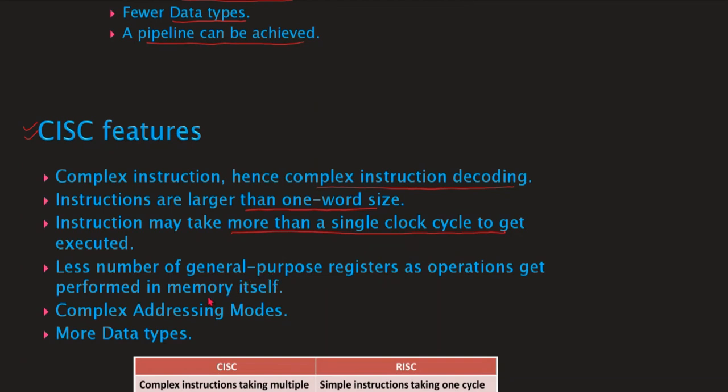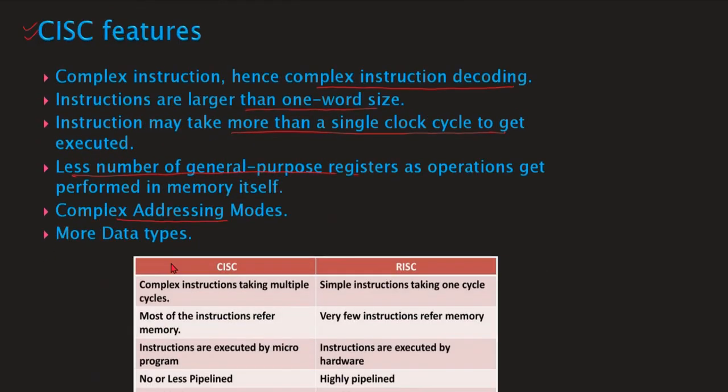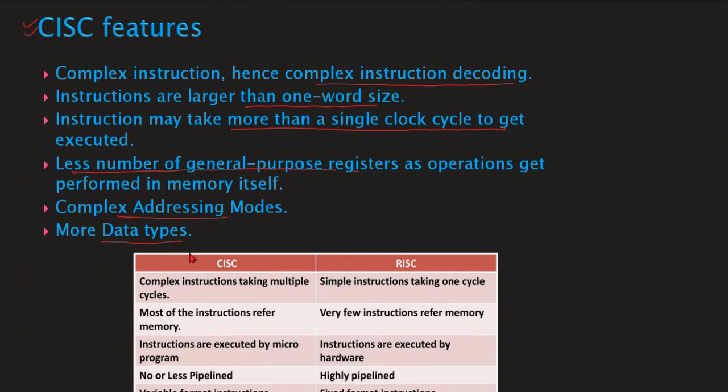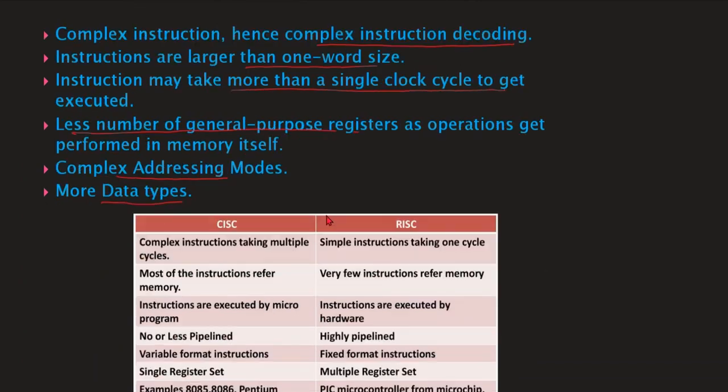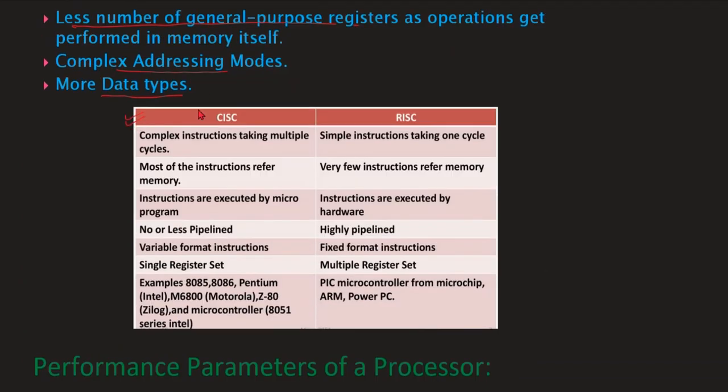It is complex here. Complex addressing modes are there. Fewer general purpose registers are there, and more data types, so it can support a larger number of data types. The same can be explained from here also, like how CISC and RISC are compared.